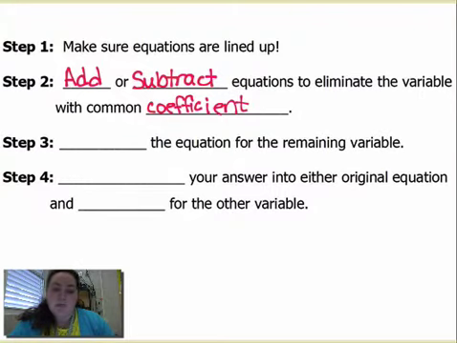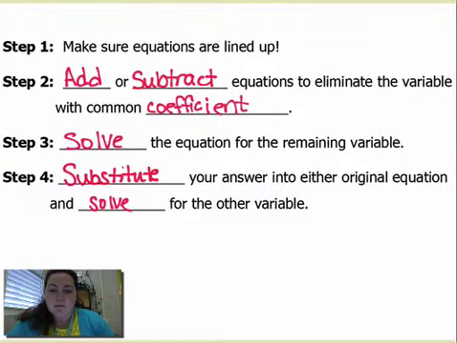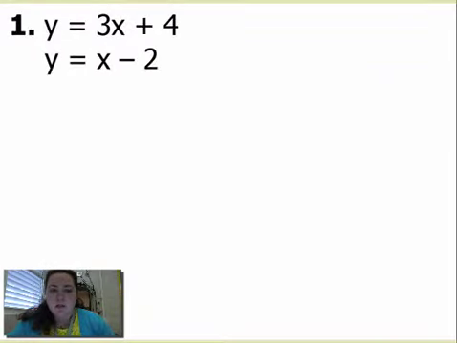So if they have a common number in front of the variable, I'm going to add or subtract so that they eliminate. Alright, then I'm going to solve the equation for the remaining variable. And I'm going to substitute my answer into either original equation and solve for the other variable. So once I get x, I'm going to plug the x in to figure out y, or vice versa. Alright, so let's look at this example.